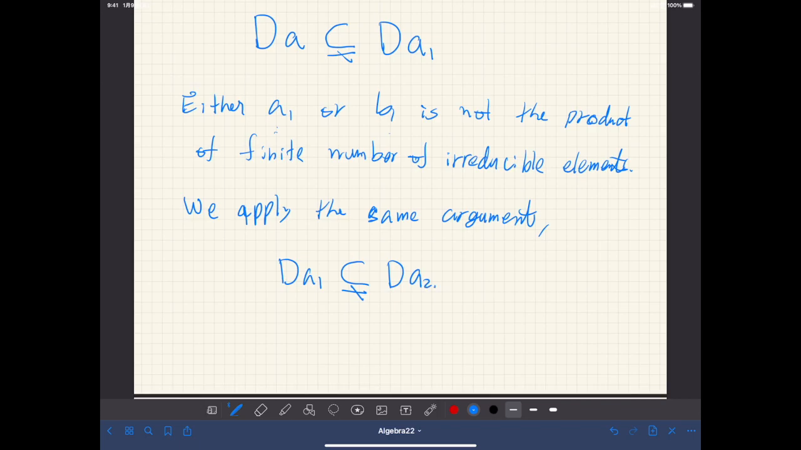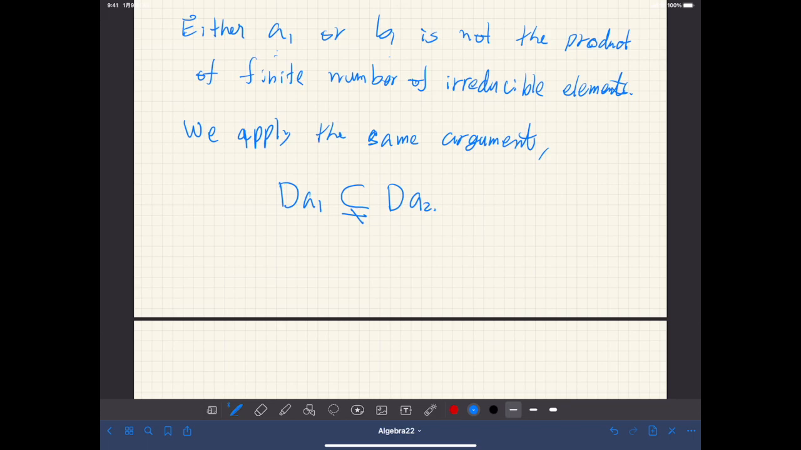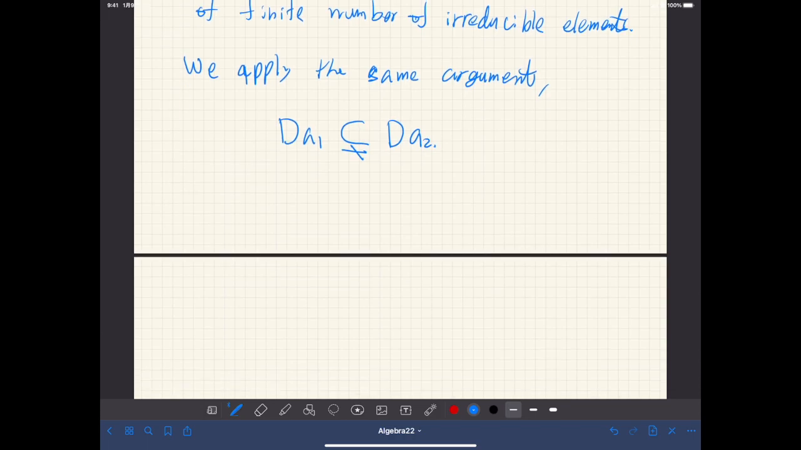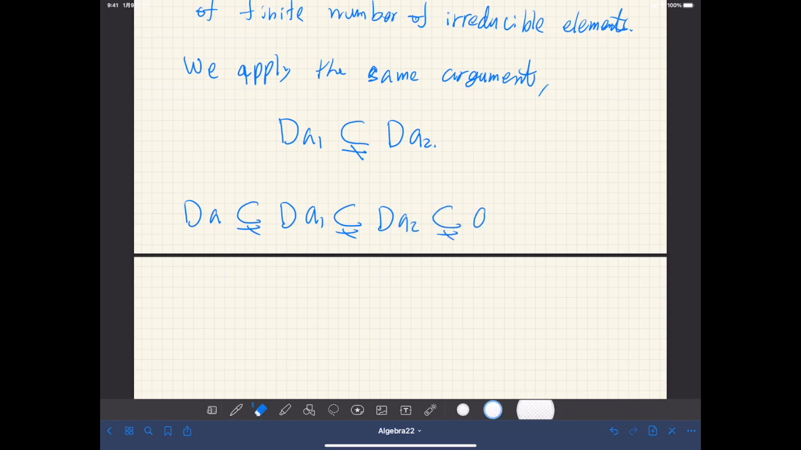So we can continue this argument over and over to have a sequence of principal ideals. That means we have dA, which is a proper subset of dA1, which is a proper subset of dA2, which is a proper subset of dA3, and so on. So this can continue indefinitely.